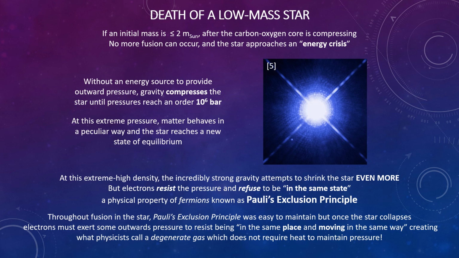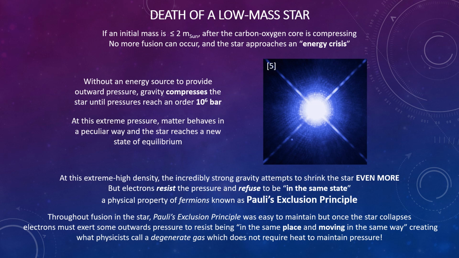So, if you are a low mass star, after your carbon oxygen core is done compressing, no more fusion can occur, and you are now in an energy crisis. How do you stop the inward contraction of gravity if you don't have any outward pressure from nuclear fusion? And so, without an energy source to provide that outward pressure, gravity compresses the star until pressures are massive, about 10 to the 6 bar.